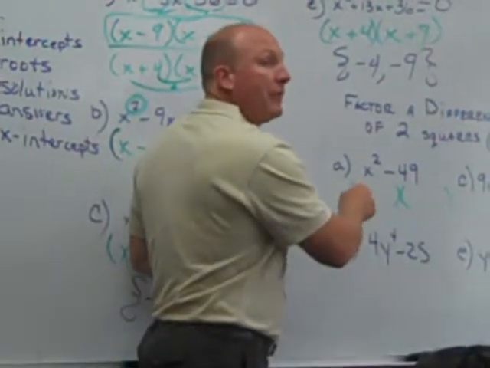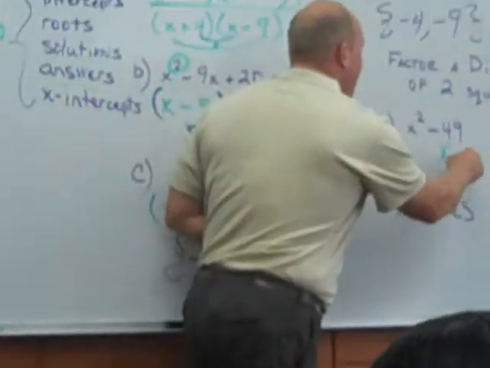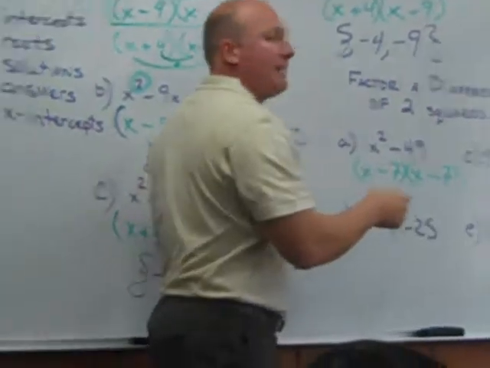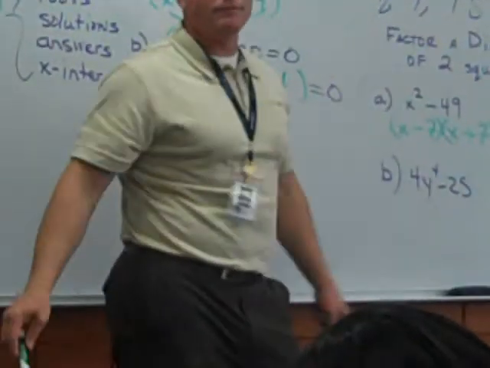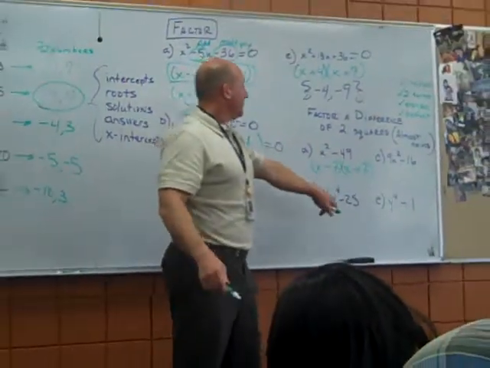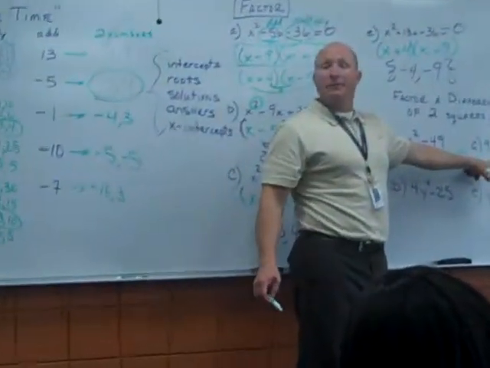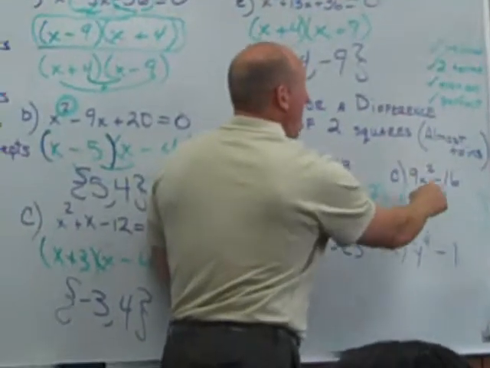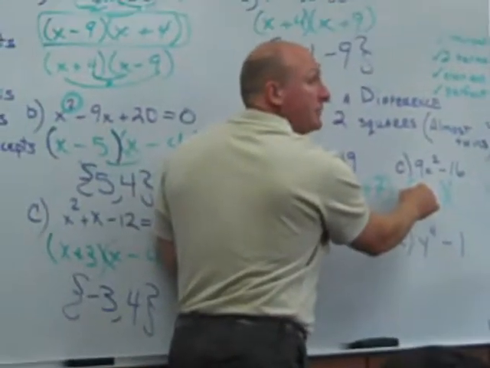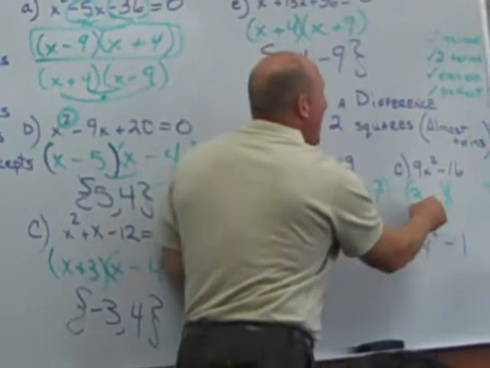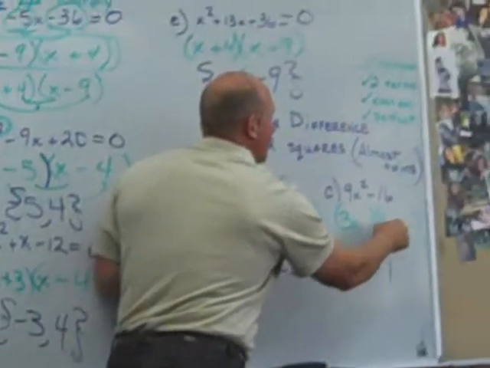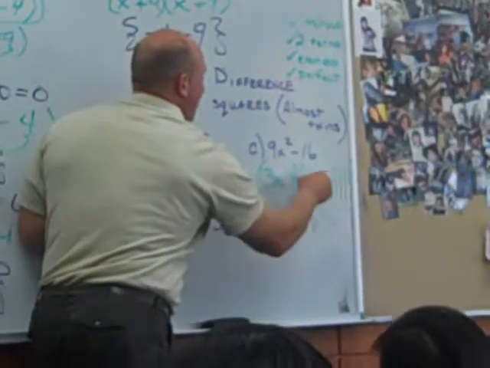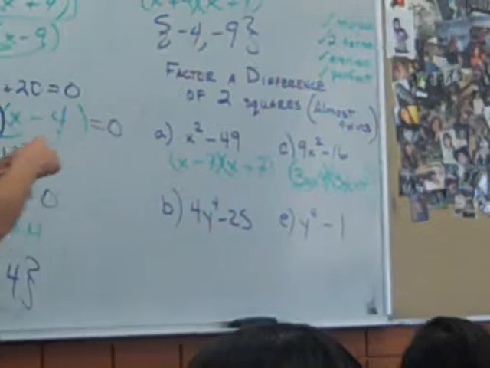What's the first of both? x. What's the last of both? 7. I'm going to go ahead and make them exactly the same, but somewhat different. Done. What's this one going to do? What's the first term of both? 3x. In this case, 3x. What's this one going to be? 4 and 4, minus and plus, does not matter which order.